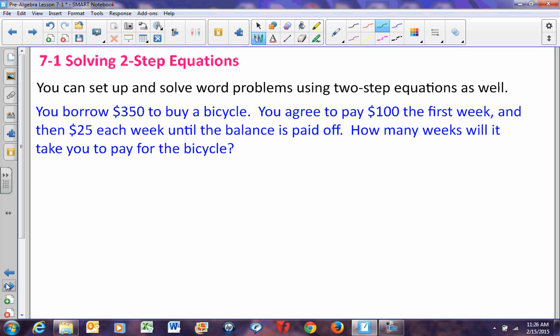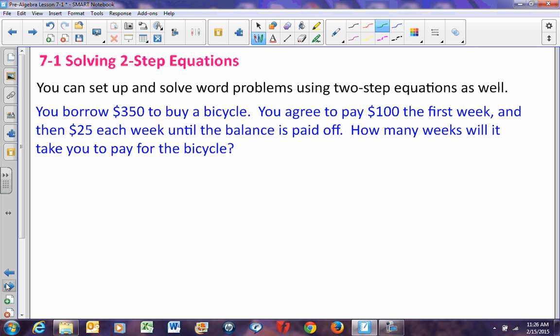Now you can set up and solve real-world problems using two-step equations as well. You borrow $350 to buy a bicycle. You agree to pay $100 the first week and then $25 each week until the balance is paid off. How many weeks will it take me to pay for the bicycle?